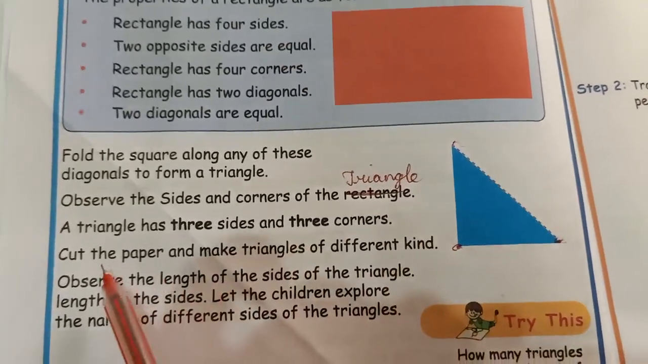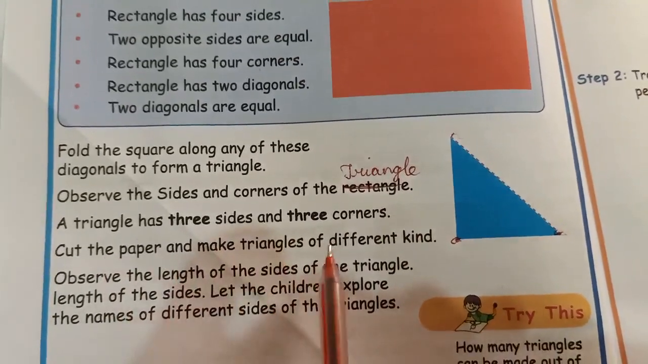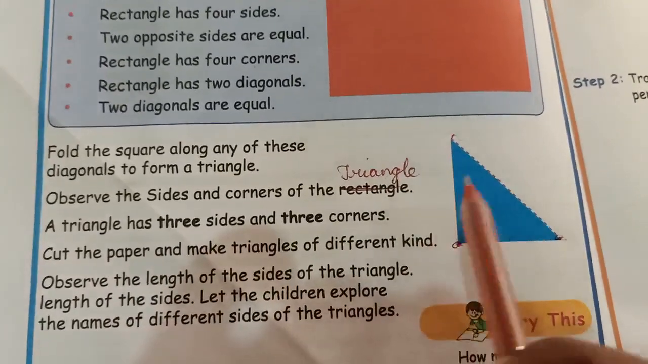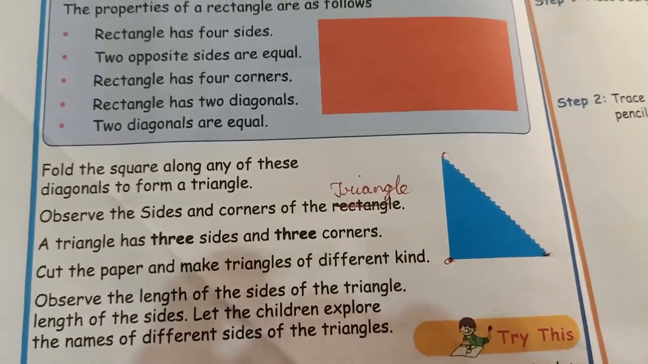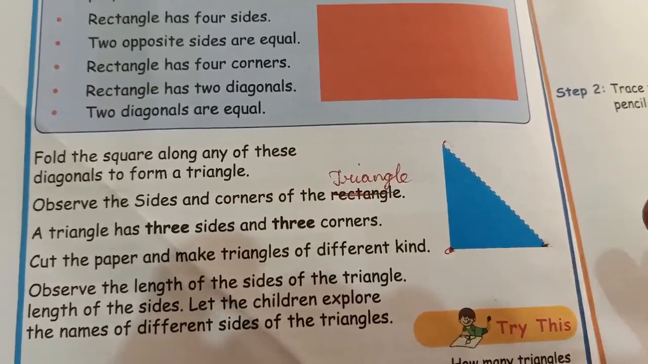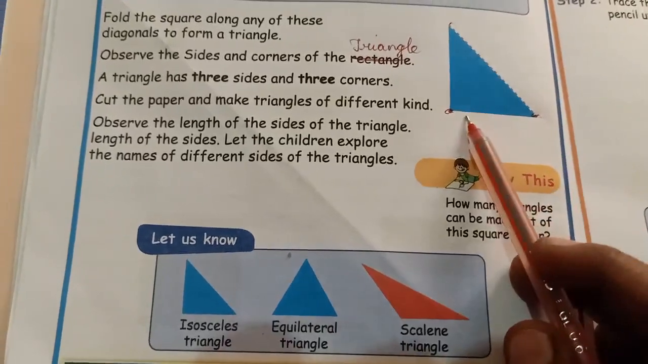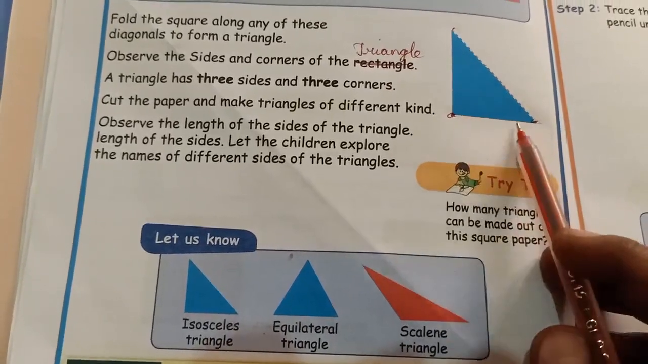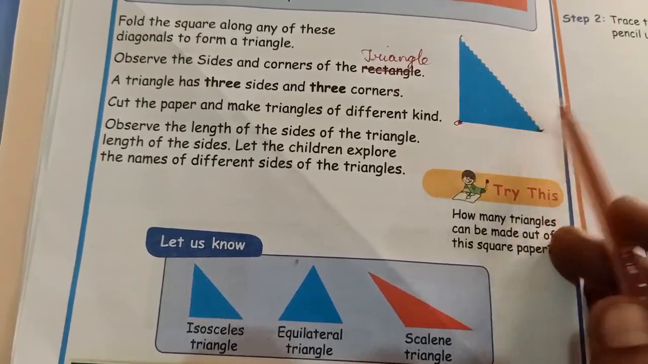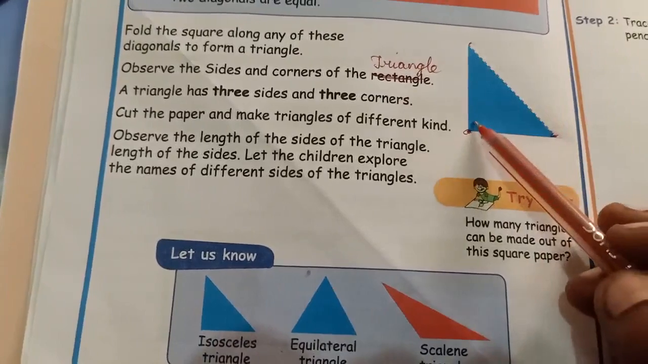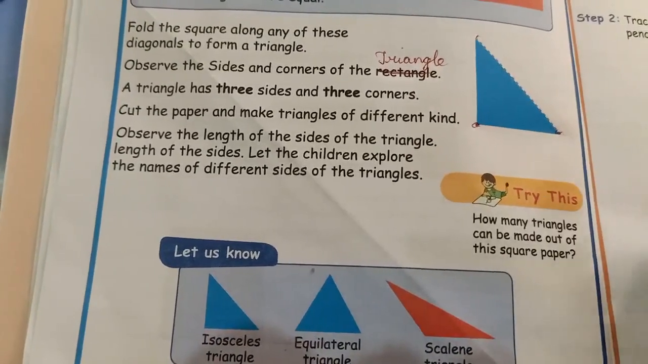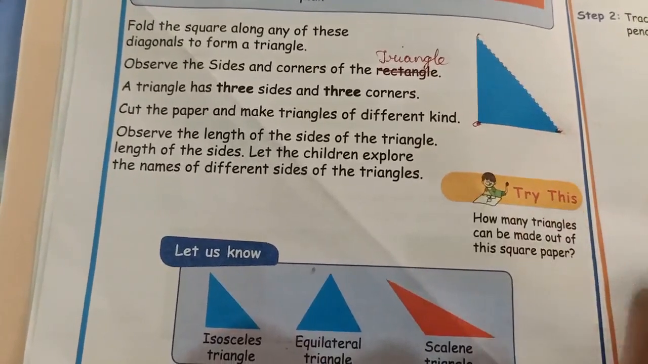3 corners. Now cut the paper and make triangles of different kinds. Take a sheet and cut it into triangles. Here we do not mention the side lengths. These may be equal or may not be equal. Sides equal or not equal, so we do not mention those sides.